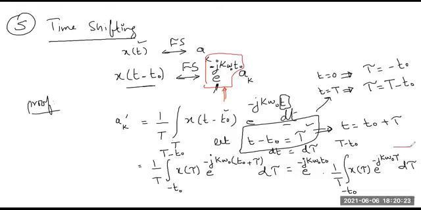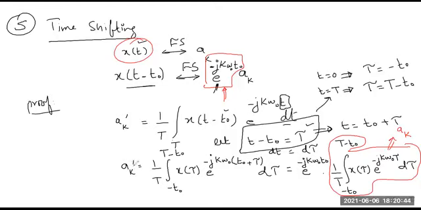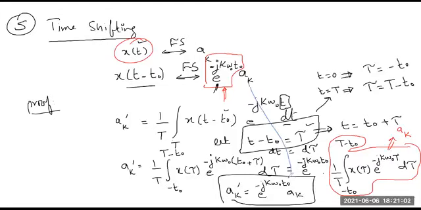Now, if you look at this, of course this is the limit as well, this is nothing but the Fourier coefficient a k for this segment. So what is the result? The Fourier coefficient a k dash is equal to this factor, e power minus jk omega naught t naught, times a k. And this is the result that we mentioned before. So when you apply a time shifting operation to a signal, what happens to its Fourier coefficient? The Fourier coefficient gets multiplied with this factor.